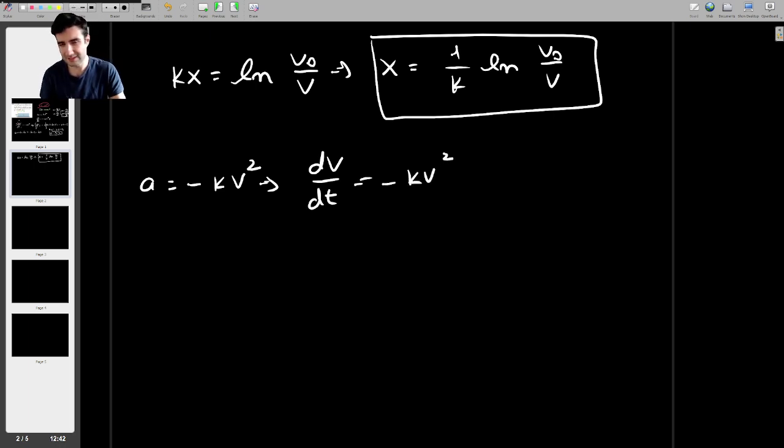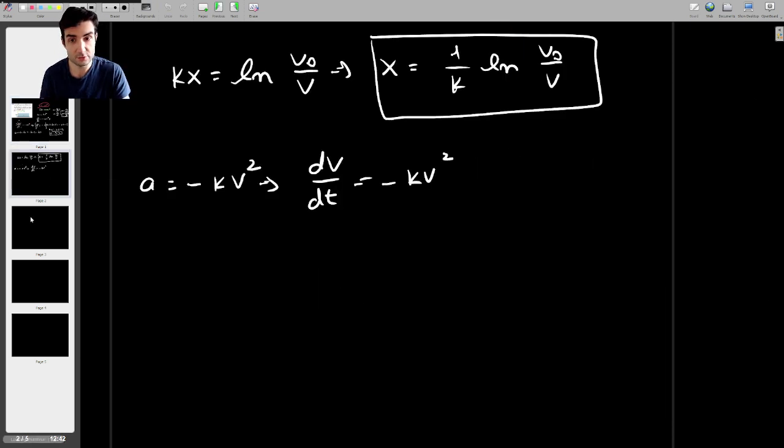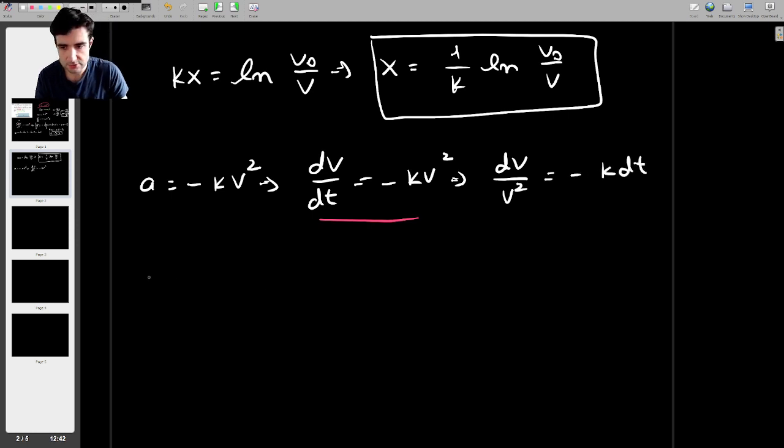Now, the question is specifically asking us about the relationship between velocity and time, right? Because it's asking to find the time required to reduce the velocity to a half. So we want a relationship which has velocity and time. And then we can solve this by separating the variables once again. So this is dv over v squared is equal to minus k dt. Or let's write it as v to the minus 2 dv is equal to minus k dt, and then we can integrate both sides.